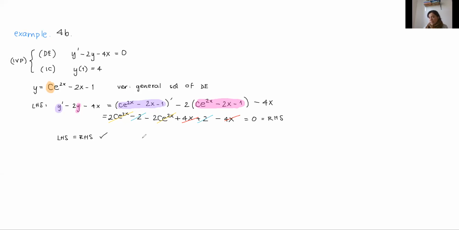And so I have that y equals c e to the 2x minus 2x minus 1 is a general solution of y prime minus 2y minus 4x equals 0.